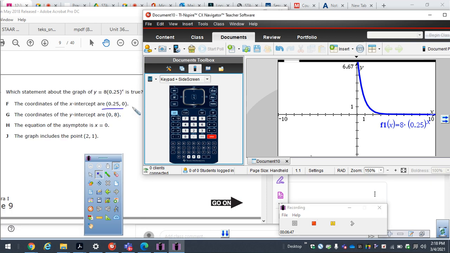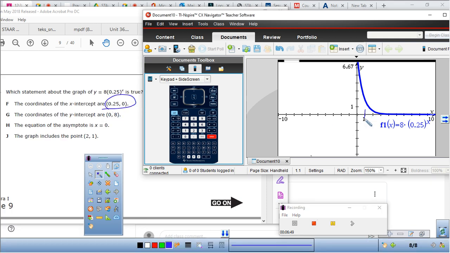Does the x-intercept cross here? This is 1, so 0.25 is right here. Does it cross there? No. The coordinate of the y-intercept is 0, 8. I don't know if I can show you this real quick. Actually, I know I can.